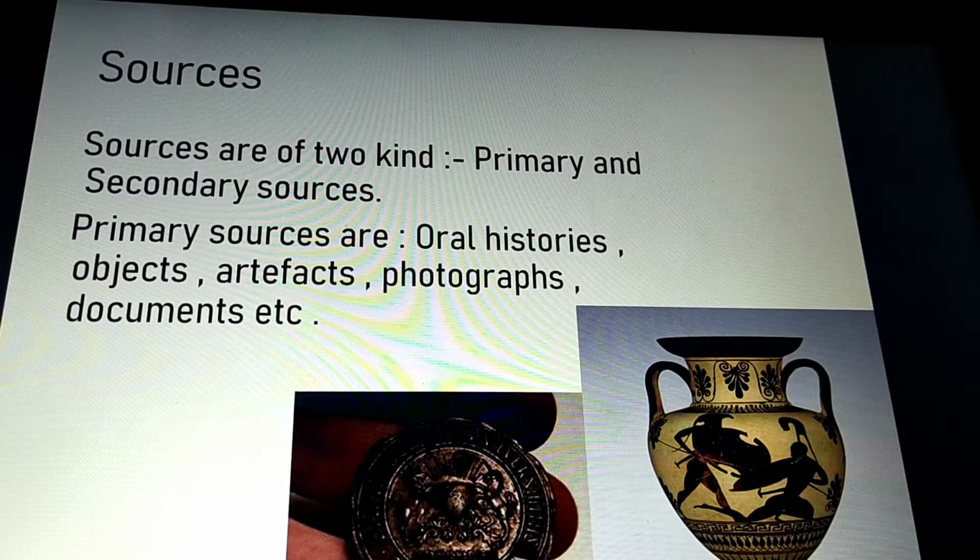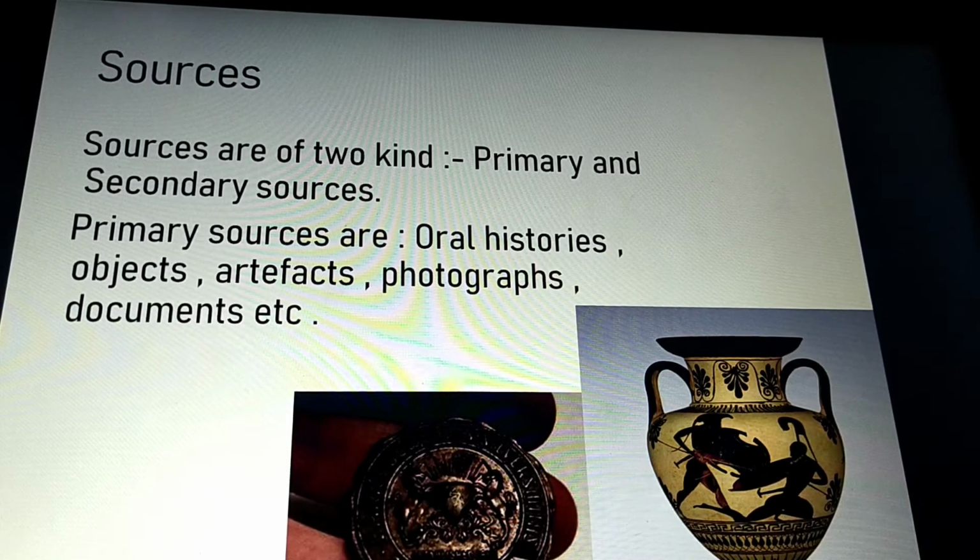Children, whatever we have studied in history or whatever we are studying right now in history, all the information we get to know from the sources. The historians collect the sources, then they try to analyze the sources, and then they come to the conclusion. Therefore, historians have divided the sources into two parts. First is primary and the other is secondary.